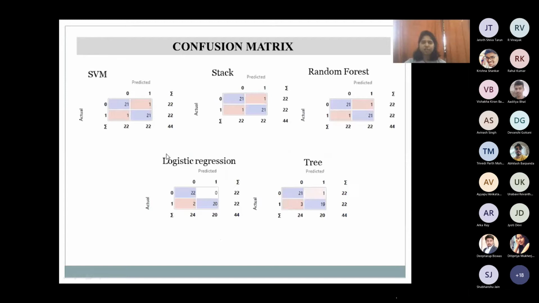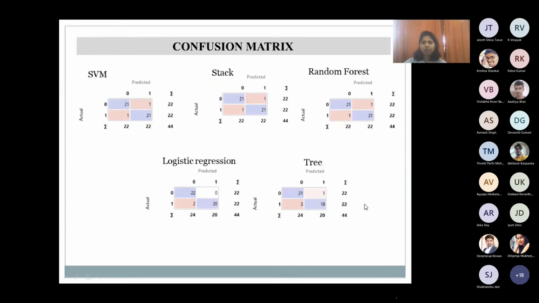Here we can see the confusion matrix for SVM, stack, random forest, logistic regression, and tree. So we see for SVM, stack, and random forest, out of 44 samples, 42 have been correctly classified, and only 2 of them have been wrongly classified. Whereas for tree, 4 samples have been wrongly classified, and only 40 samples have been correctly classified.